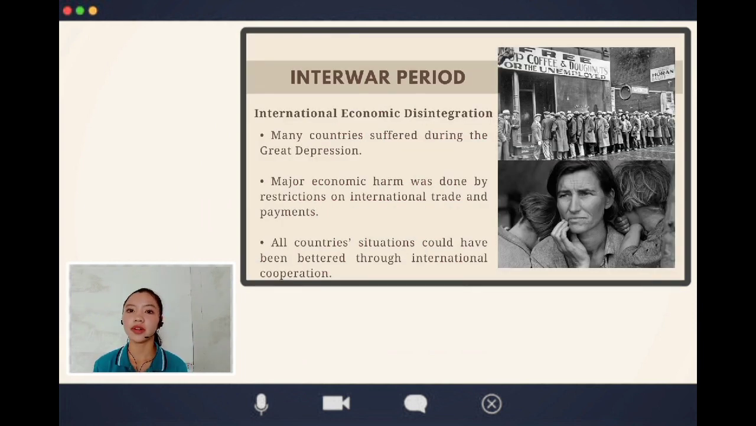International economic disintegration. Many countries suffered during the Great Depression. Major economic harm was done by restrictions on international trade and payments. All countries' situations could have been better through international cooperation. Despite the fact that the metallic system requires a good amount of cooperation, the IMS of the interwar period cannot be described as a system, because in this period started the disagreements and disputes and the financial problems like recession, banking crisis, and others.